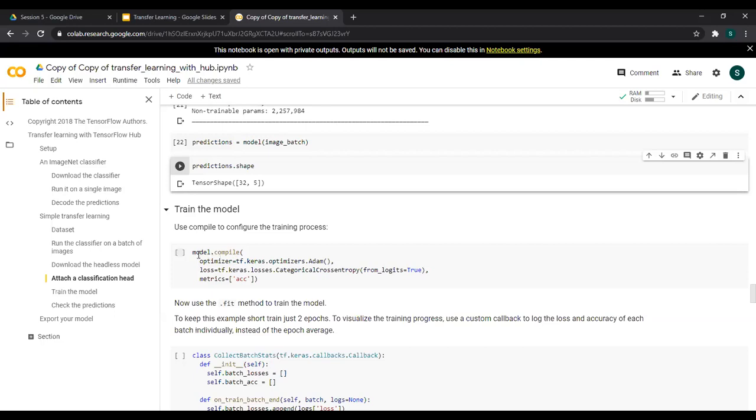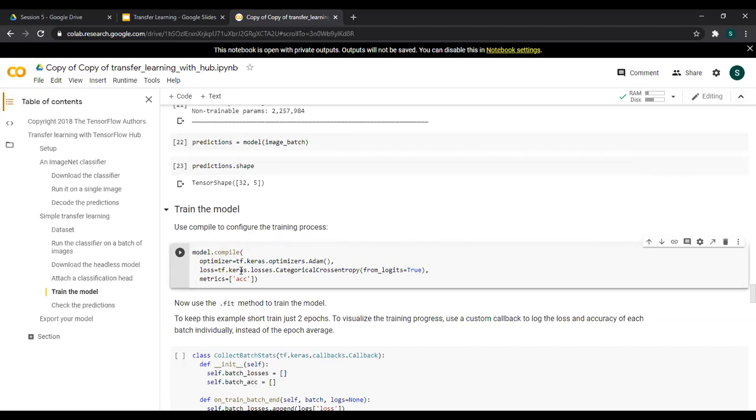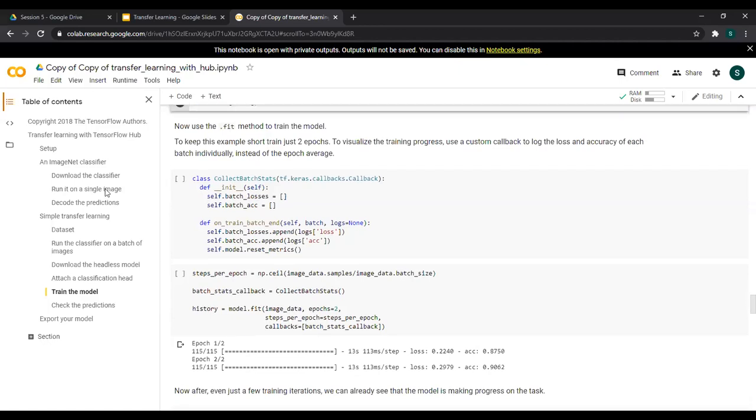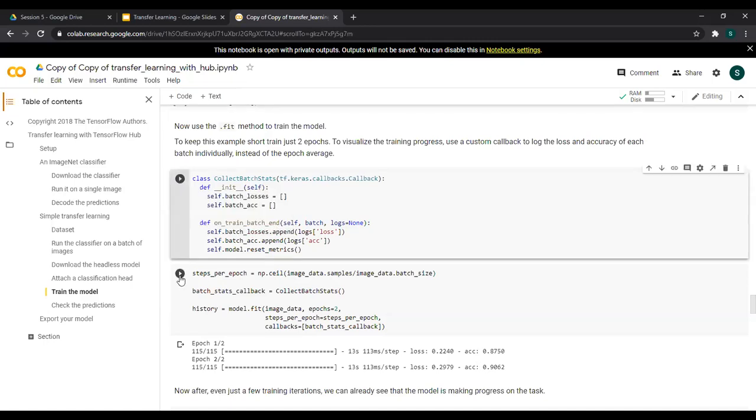So we're gonna be using the model.compile function to configure the training process and shape it in a much easier way, so that we get our accuracy and our loss. Okay, now that we have that, to keep this example short, we're gonna only train it on just two epochs. You can train it on any number of epochs you really want, but just to keep it short, we're gonna be training it on the two epochs.